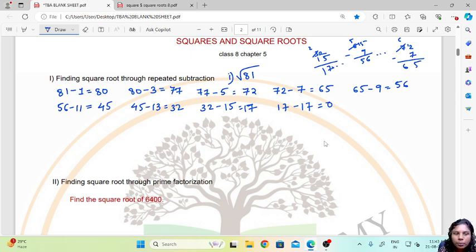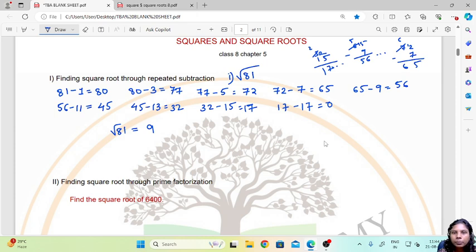We have to subtract till we get a remainder of 0. Now we count how many repeated subtractions we have done: 1, 2, 3, 4, 5, 6, 7, 8 and 9. So we can say that root 81 equals 9. This is how you can find the square root of a given number by repeated subtraction.